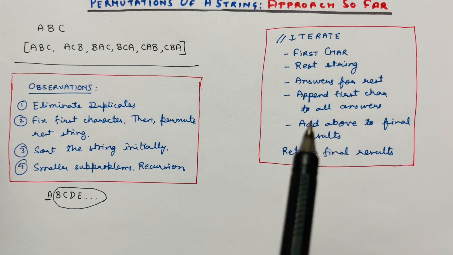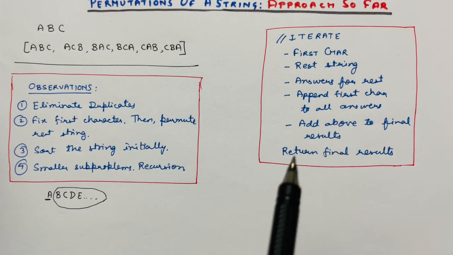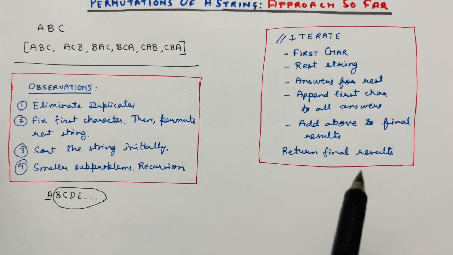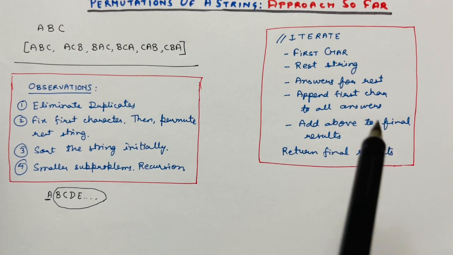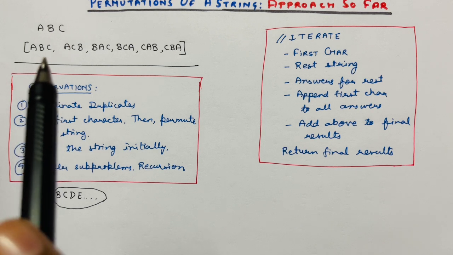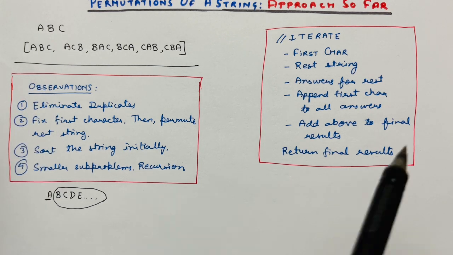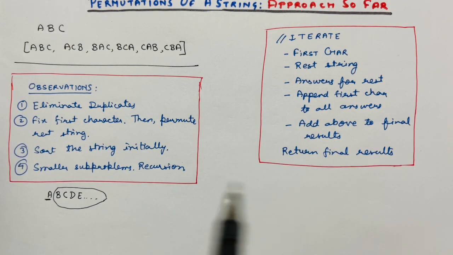And then we will add these to the final results. We will maintain some final results which will include these. Then in the second iteration, all the results with the first character as B will be added. Then in the third iteration, all the results with the first character as C will be added, and we'll finally return the final results.